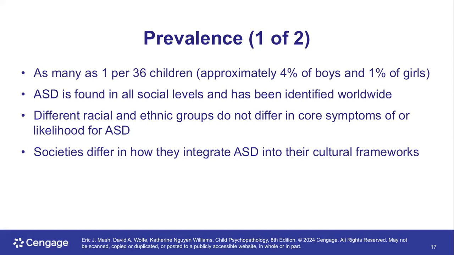Now, this is 4, sometimes 5 to 1 times more common in boys relative to girls. So there's approximately 4% of boys, 1% of girls. It differs internationally, but it is found worldwide. We do see that race and ethnicity does not play a role in core symptoms of autism spectrum disorders or the likelihood of being diagnosed. Now, how societies integrate autism spectrum disorder into their cultural framework, that does differ from culture to culture.